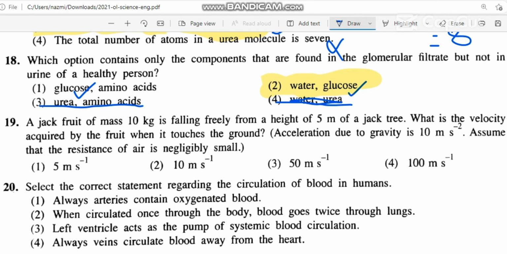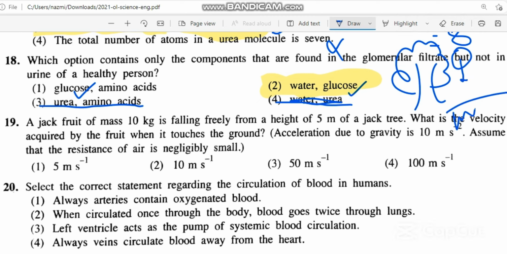Now what they say is a jackfruit is falling freely. That means it is at the top of a tree, and it's falling down to the ground. At the top of the tree it has potential energy. With that only you have to solve this. When it is moving down, it has kinetic energy. At the top of the tree, you have mechanical energy, potential energy plus kinetic energy, but kinetic energy is 0 at the top. So it has potential energy. When it is at the ground, potential energy is 0 and it has kinetic energy.